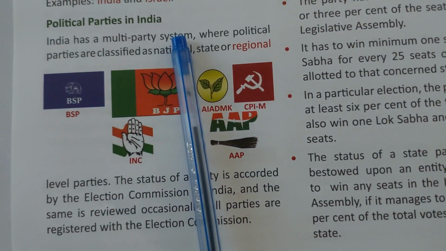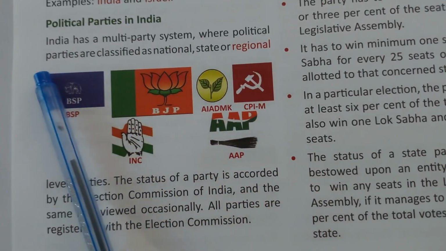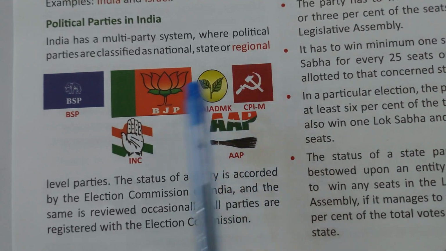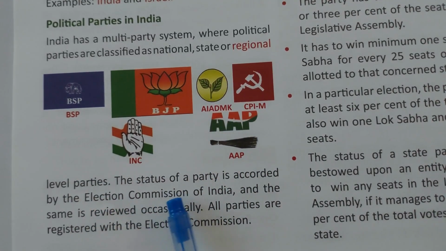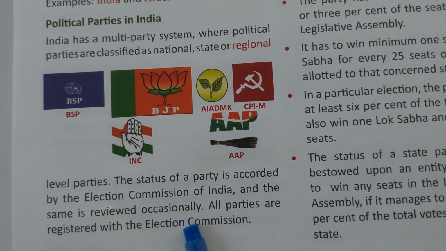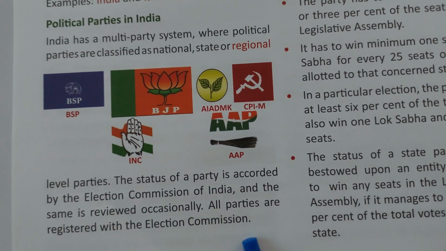Political parties in India. India has a multi-party system where political parties are classified as national, state, or regional level parties. The status of a party is accorded by the Election Commission of India and the same is reviewed occasionally. All parties are registered with the Election Commission.